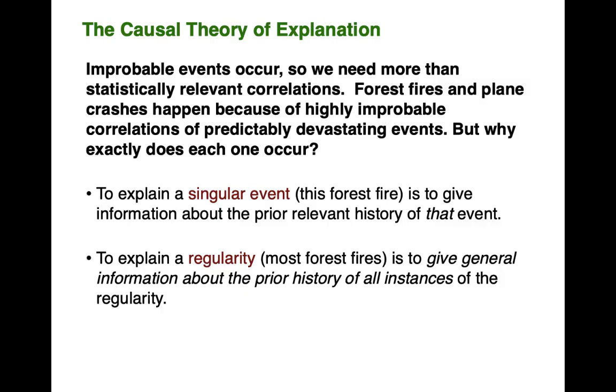Here is the causal theory of explanation. Improbable events occur, so we need more than statistically relevant correlations. Forest fires and plane crashes happen because of highly improbable correlations of predictably devastating events. But why exactly does each one occur? To explain a singular event, like this forest fire, is to give information about the prior relevant history of that event. To explain a regularity, most forest fires like this one, is to give general information about the prior history of all instances of this regularity, all examples of forest fires.